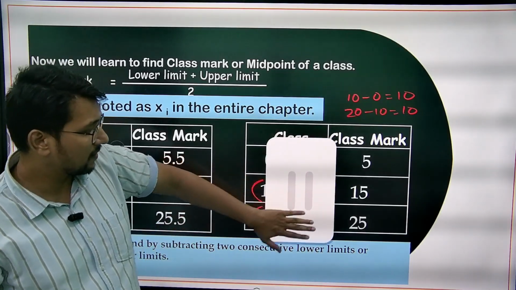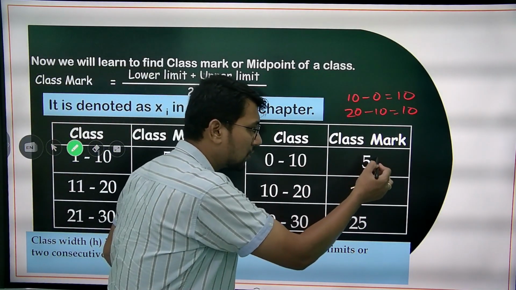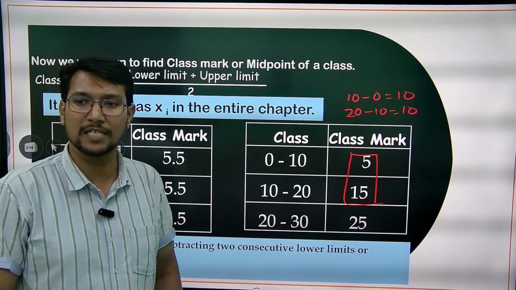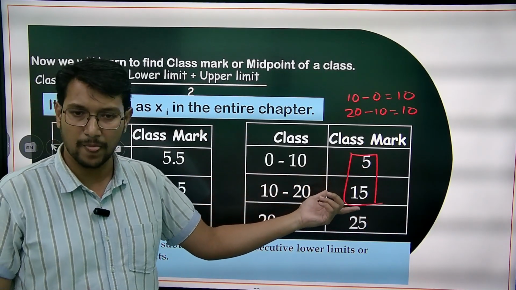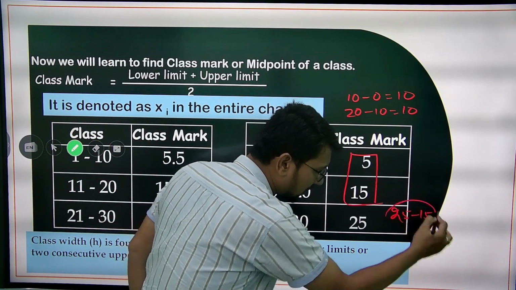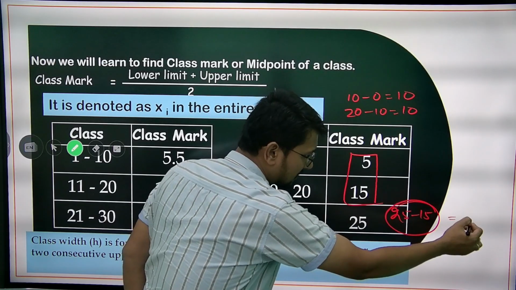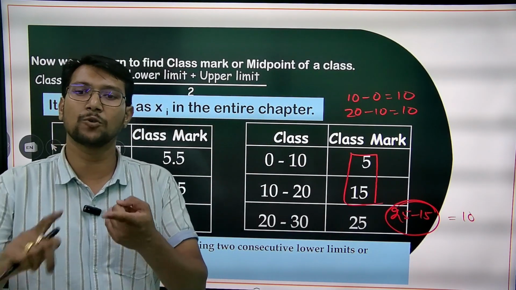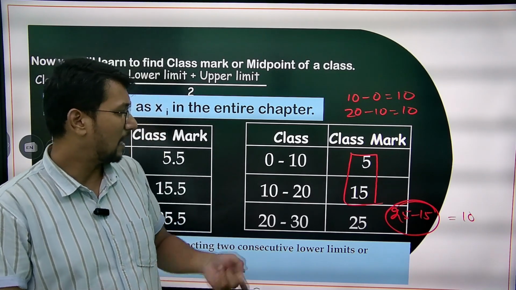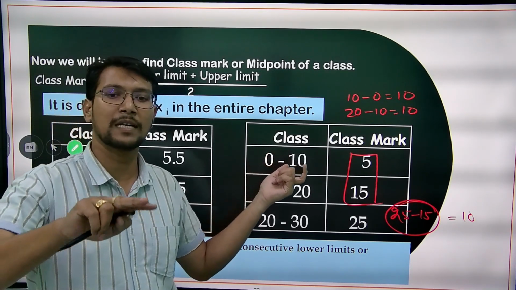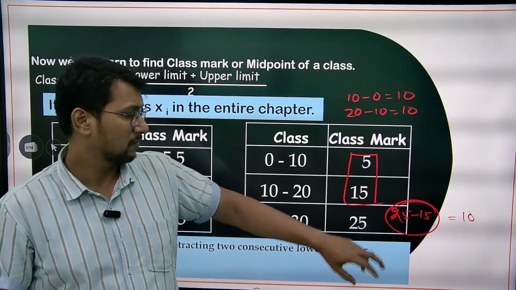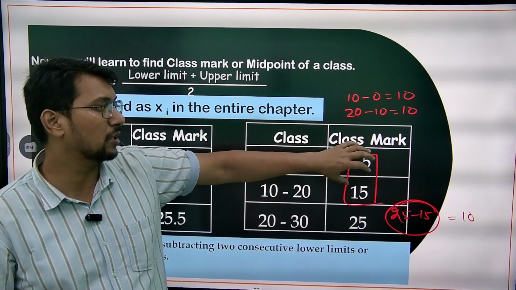Another method, students: difference of two consecutive class marks. Check it: 15 minus 5? 25 minus 15, 25. Are they consecutive classes? So what is the difference? 10. So there are two ways to find the class size: either the difference of the upper class limit and lower class limit of the respective class, or the difference of two consecutive class marks.